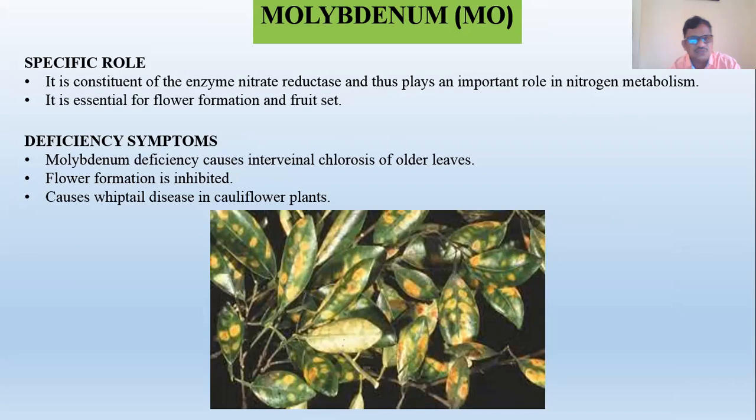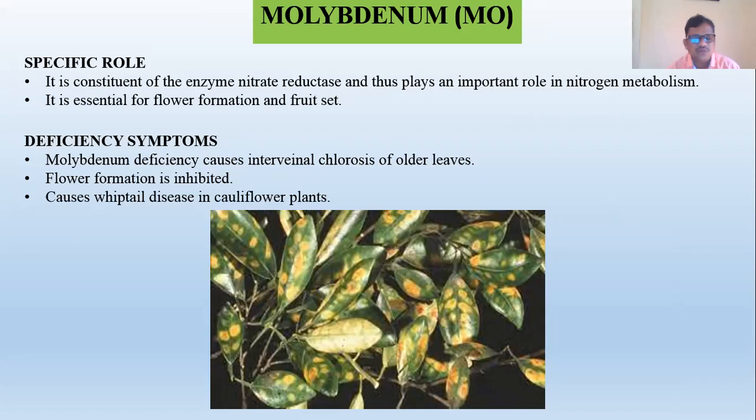Second, deficiency symptoms: molybdenum deficiency causes interveinal chlorosis of older leaves. So here is an element showing deficiency symptoms on the older leaves. Second, flower formation is inhibited, or it will stop when a critical stage of deficiency is reached. And the last one, it causes whiptail disease in cauliflower plants.